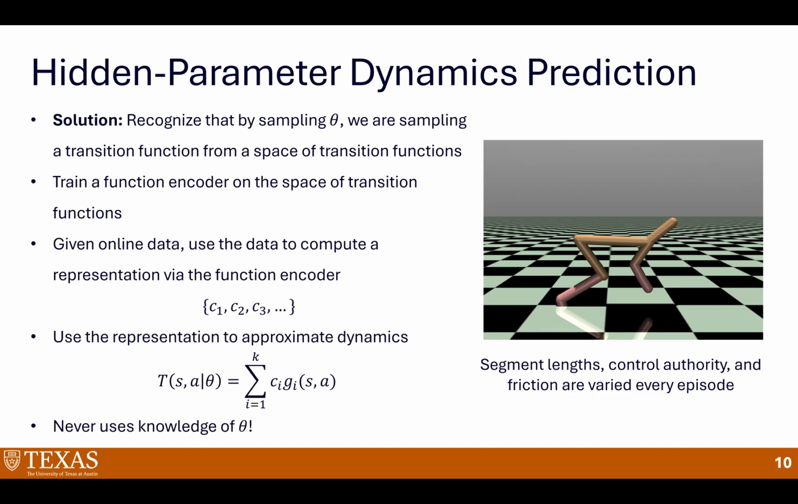And so the key is to recognize that each episode you get a hidden parameter, and this is effectively fixing the transition function from a space of transition functions. And so you can train a function encoder to learn the basis over this space of transition functions. Then, given some online data, say the first few steps of an episode, you can use that data to compute the representation via that inner product, and then you can approximate dynamics as a weighted combination of basis functions going forward. And crucially, this never uses knowledge of the hidden parameters, it only requires data.